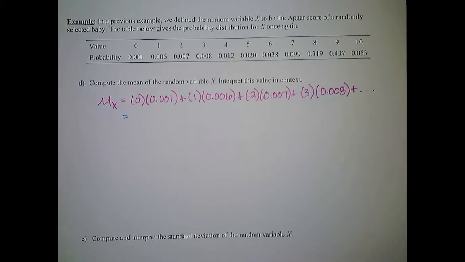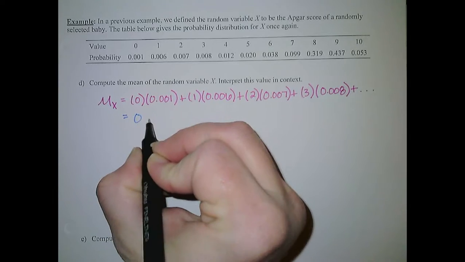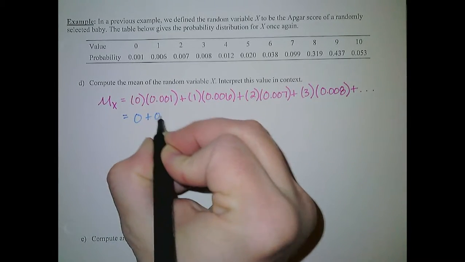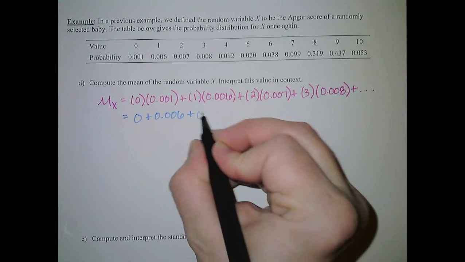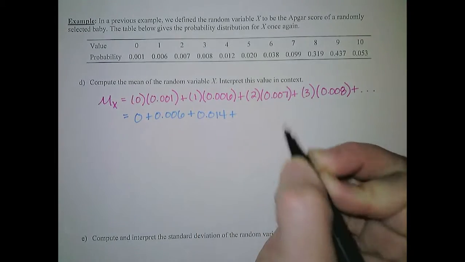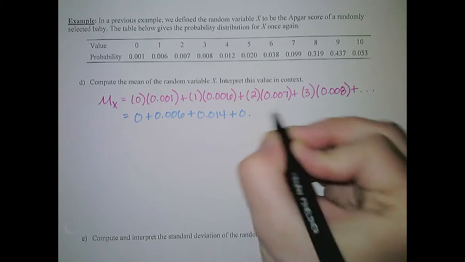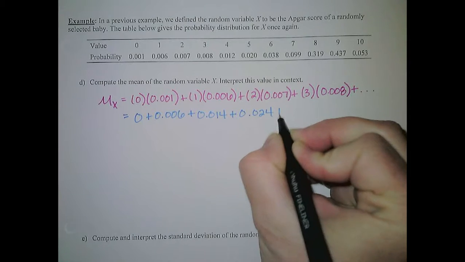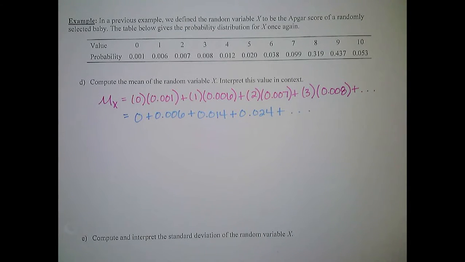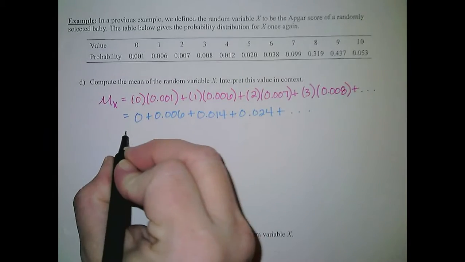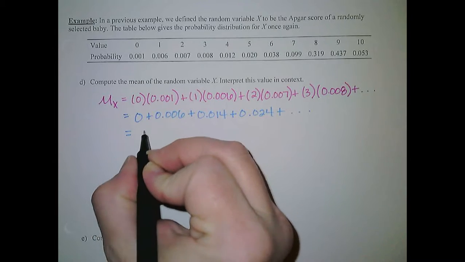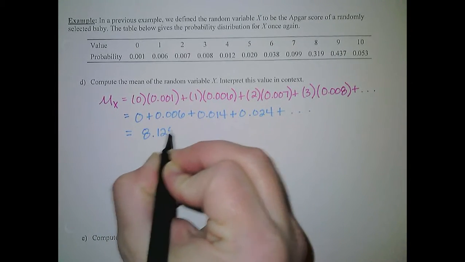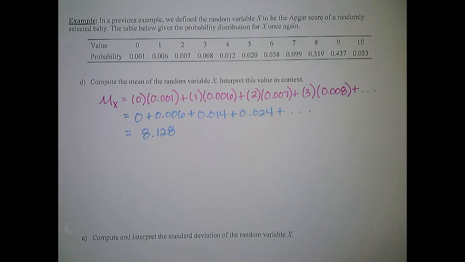So when you did that, you should have got 0 plus 0.006 plus 0.014 plus 0.024, and so on. So when you added all of those values up for your mean, what you should have got was 8.128. So yesterday we said that the median, the 50% mark, fell somewhere in the 8 range.